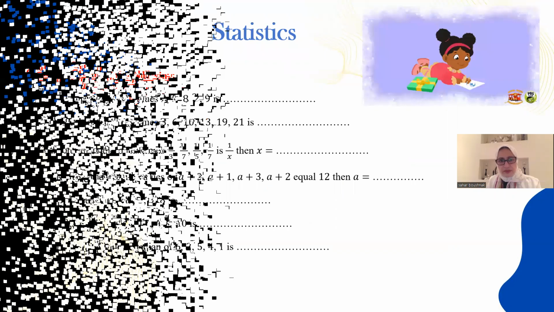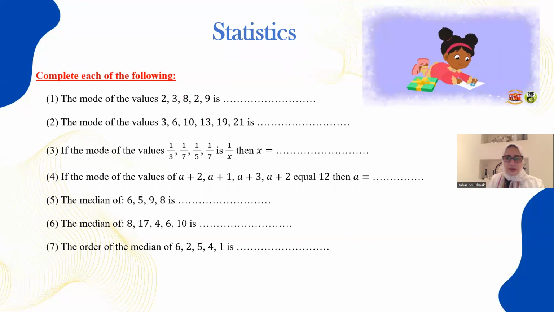In the end, the statistics, I have these questions. I will refresh with you all quickly. When he asks me for the mode, I must find the common number, the most repeated number. So 2, 3, 8, 2, 9. The most repeated number is 2, so the mode is 2. About this one, 3, 6, 10, 13, 19, 21. No mode.